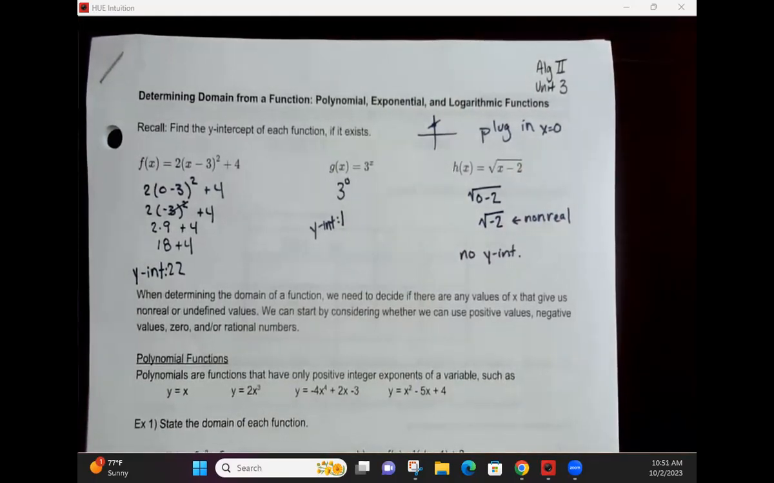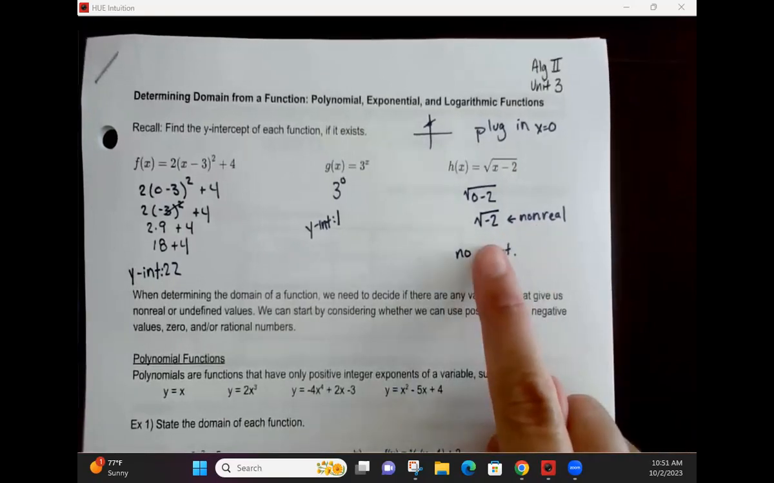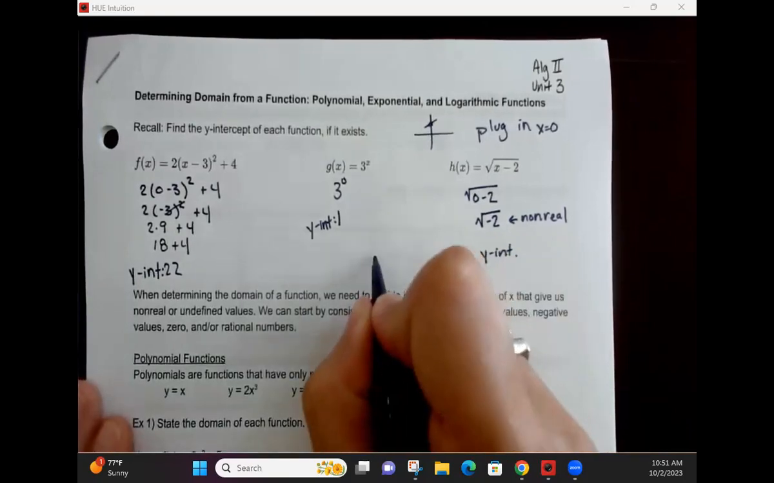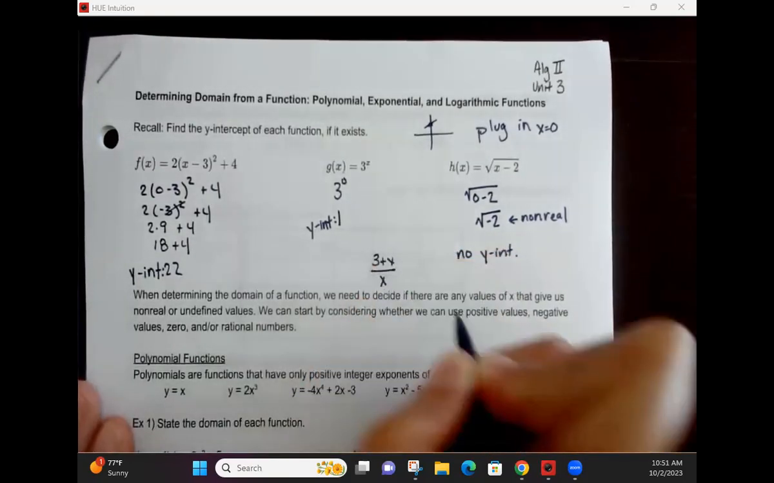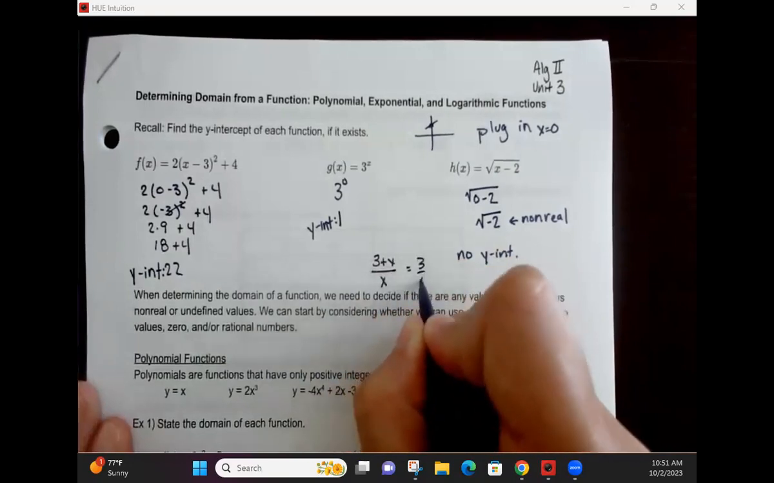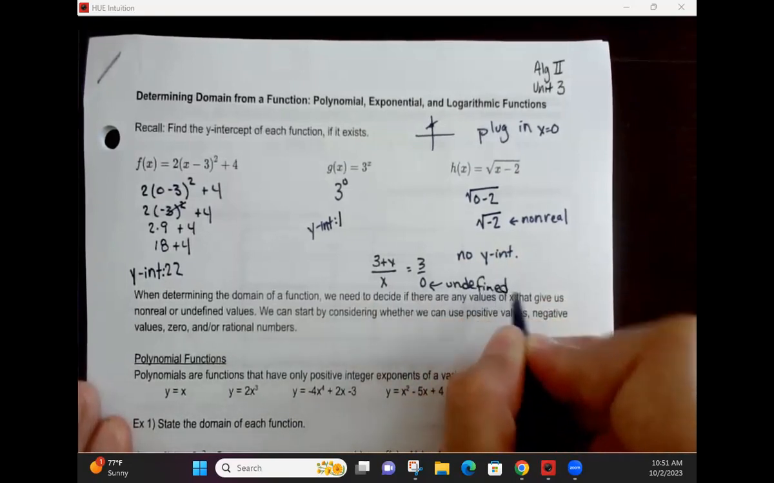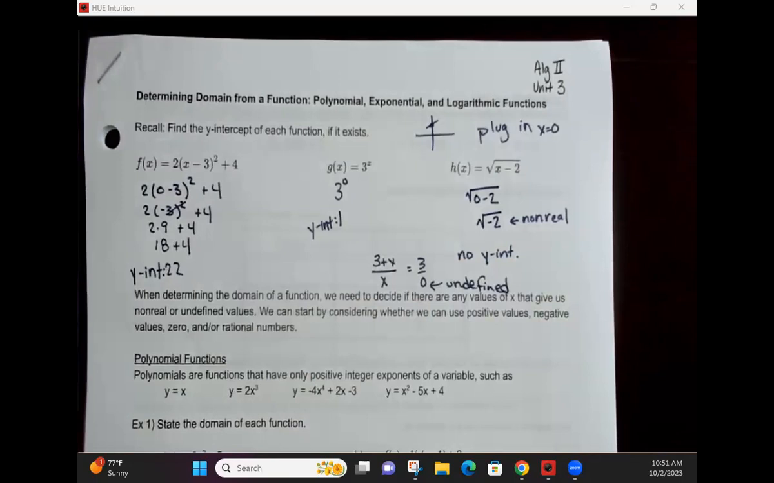We're going to talk about domain from a function for today. And what we're going to be on the lookout for are things like this: square roots of negative numbers, things that are undefined. Remember, we also saw some functions like this, where if I plugged in 0 for x, I would get something undefined. I'm going to be on the lookout for values of x that would make my function non-real, so a negative under a root, or undefined, like when I divide by 0. Okay, that's what we're going to be on the lookout for today.